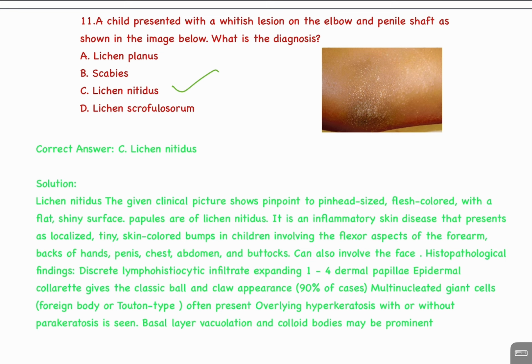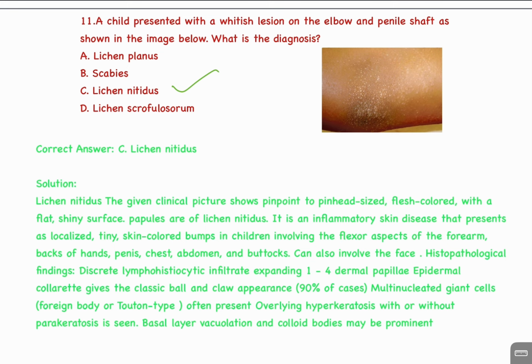It is an inflammatory skin disease that presents as localized, tiny, skin-colored bumps in children involving the flexor aspects of the forearm. Backs of hands, penis, chest, abdomen, and buttocks can also be involved, as can the face. Histopathological findings: discrete lymphohistiocytic infiltrate expanding 1 to 4 dermal papillae. Epidermal collarette gives the classical ball and claw appearance.